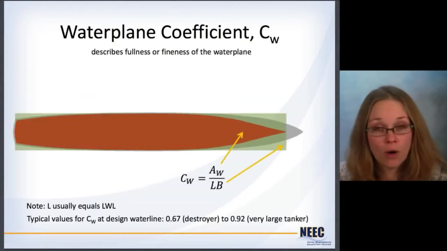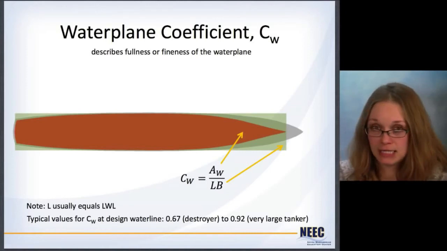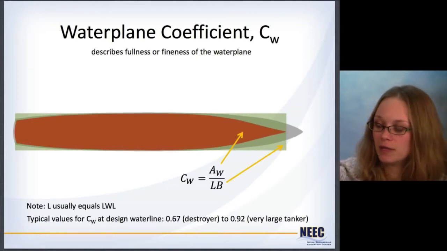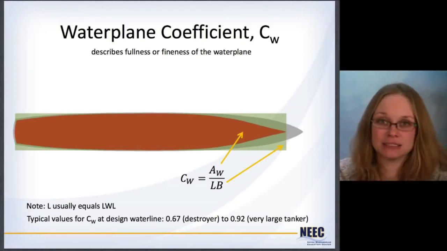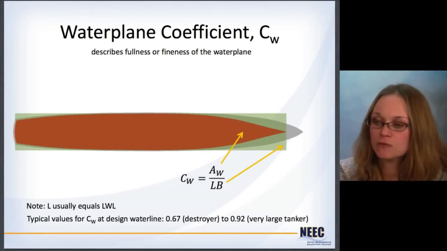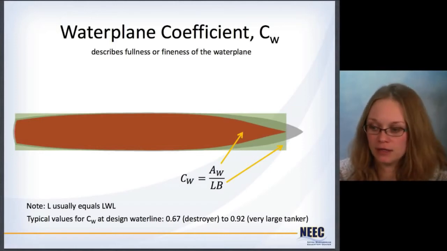You can then calculate a water plane coefficient, which is just the area of the water plane divided by the length times the beam. So you can see here in the illustrations how much of the water plane is actually being taken up by the ship as compared to how much could possibly be taken up based on the length and the beam. Here the length is going to be the length on the water line. And the water plane coefficient describes how full or fine the water plane is.